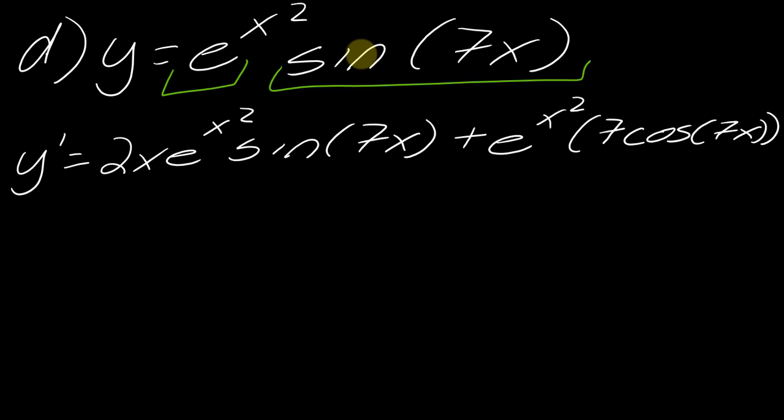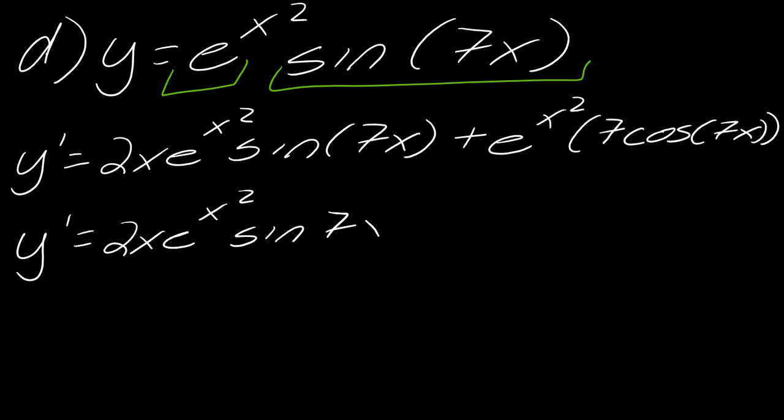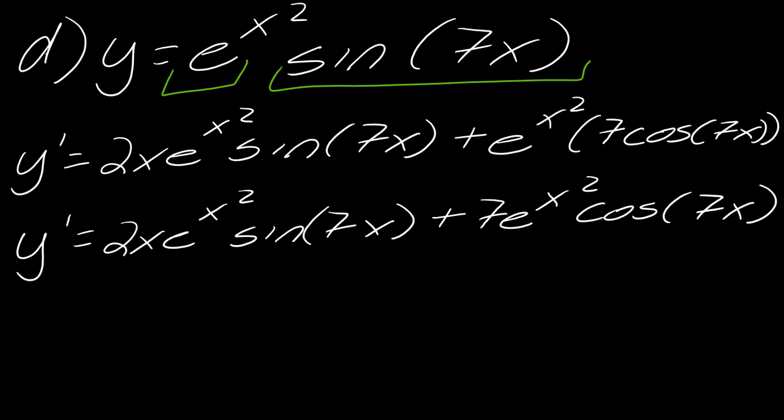So as you go through these, you want to notice, okay, I've got to use that product rule, and then if you have to use the chain rule, I just so happen to have to do that. So then my final answer in this case, let's see, this will be 2x e to the x squared sine of 7x plus 7e to the x squared cosine of 7x.